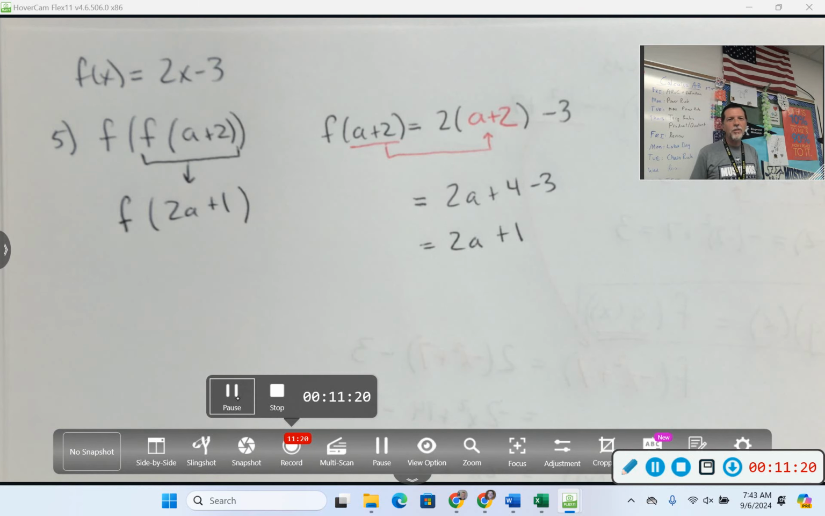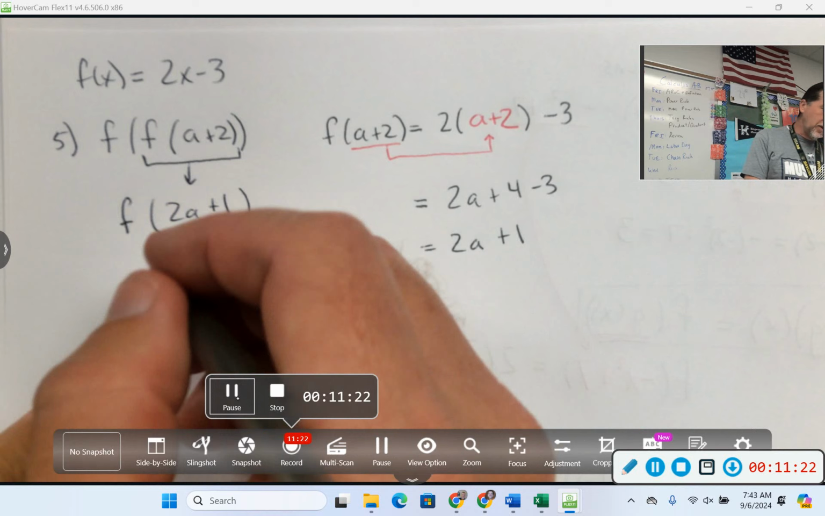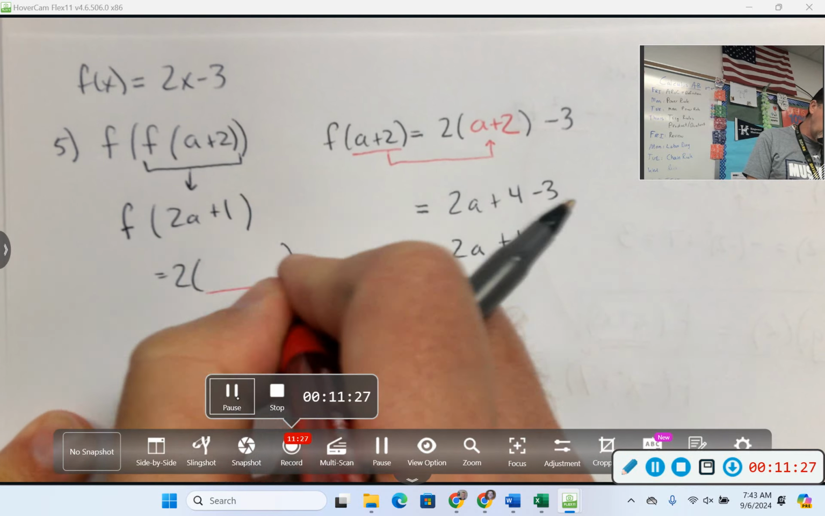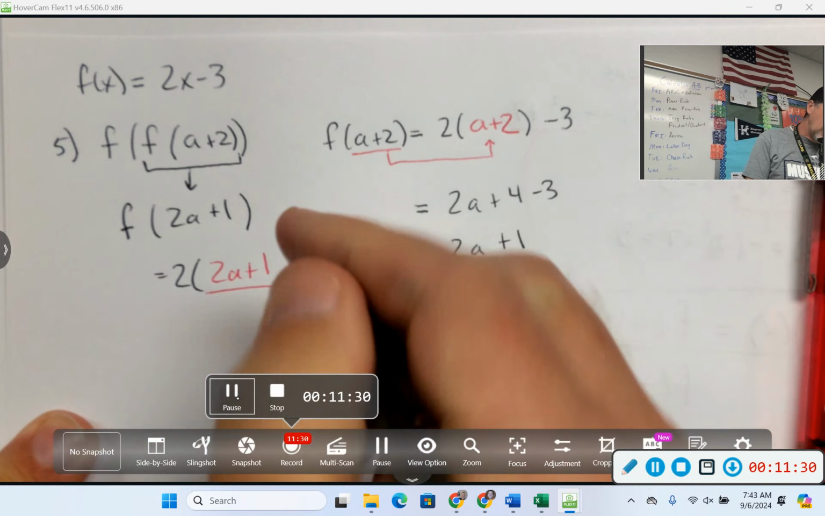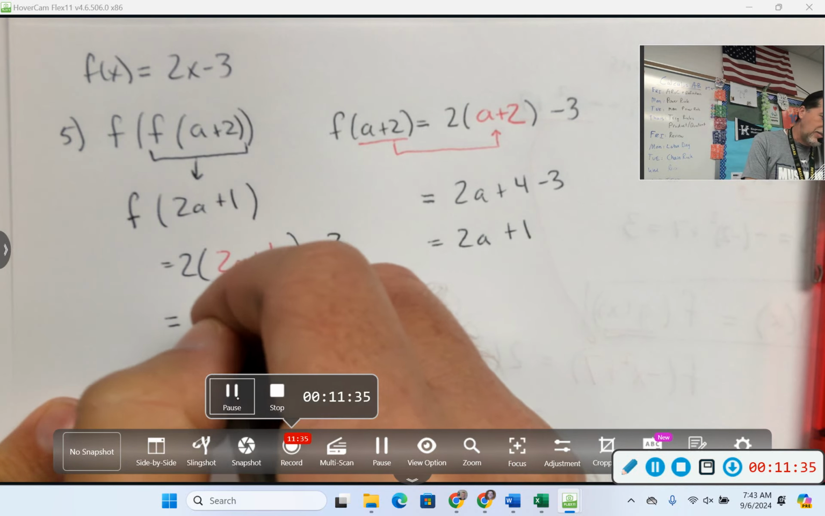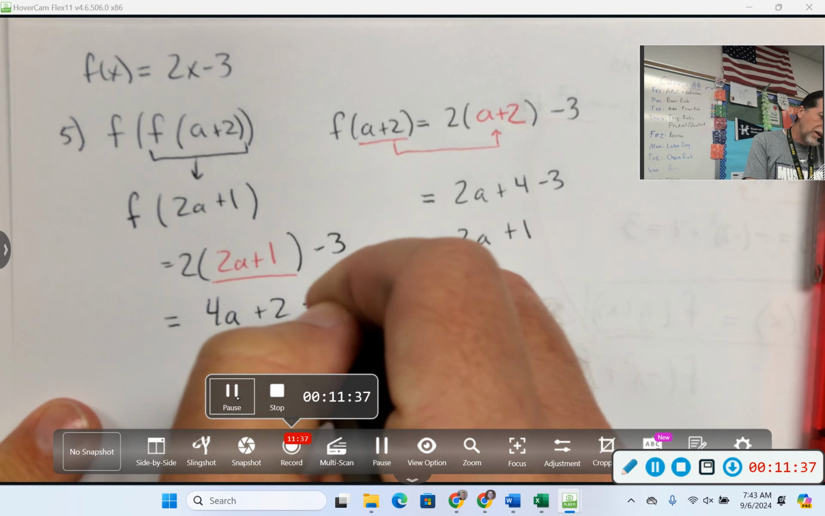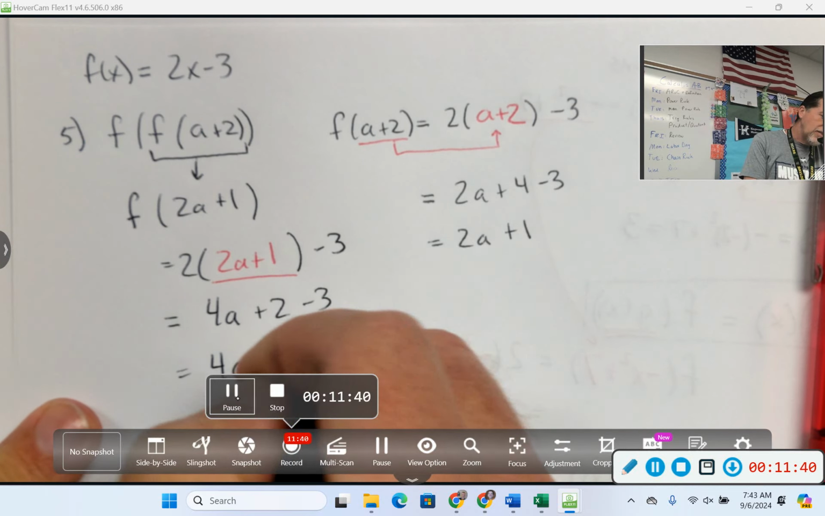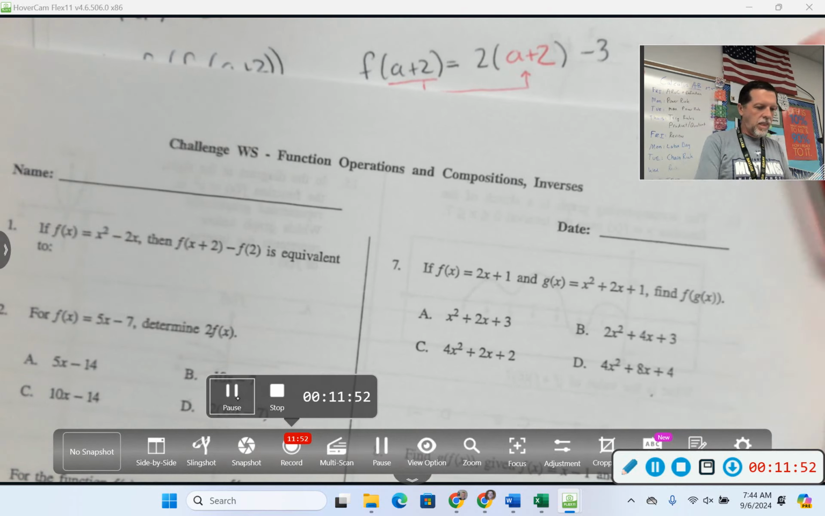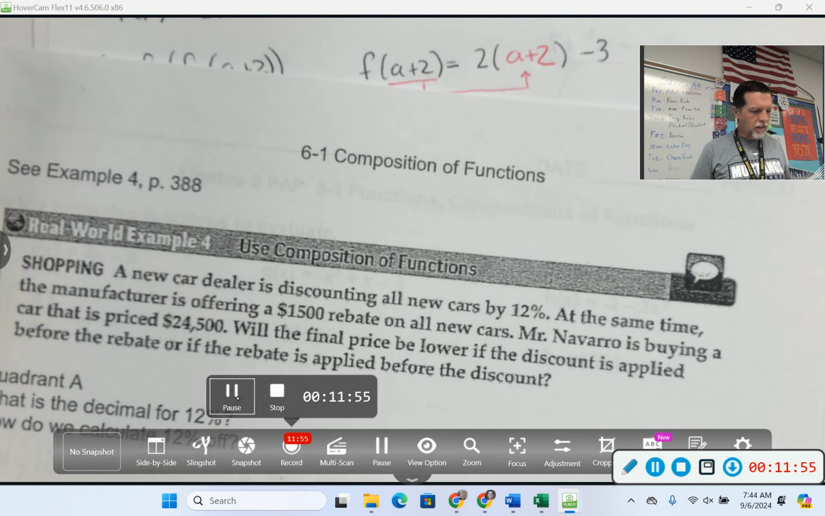f of 2a plus 1. So, again, I'm going to grab the f function. But instead of an x, my input is now 2a plus 1. Times 2 minus 3. So that would be 4a plus 2 minus 3. 4a minus 1. Yeah, that's about it.